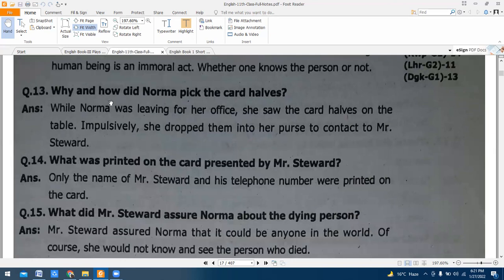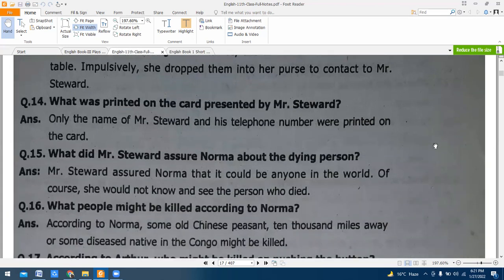Why and how did Norma pick the card halves? While Norma was leaving for her office, she saw the card halves on the table. Impulsively, she dropped them into her purse to contact Mr. Stewart.